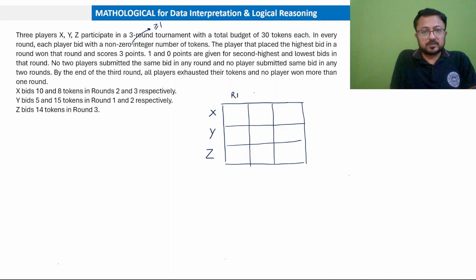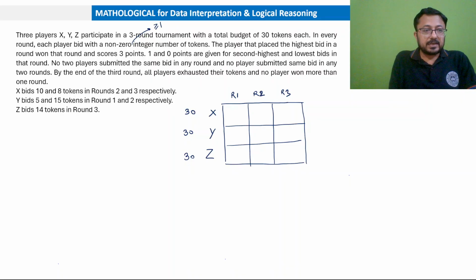So there are 3 rounds: round 1, round 2, and round 3. And total tokens given to each of them is 30. And by the end of all 3 rounds, all the tokens are exhausted. So the total sum of tokens that they have bid across the 3 rounds is 30 for all of them.